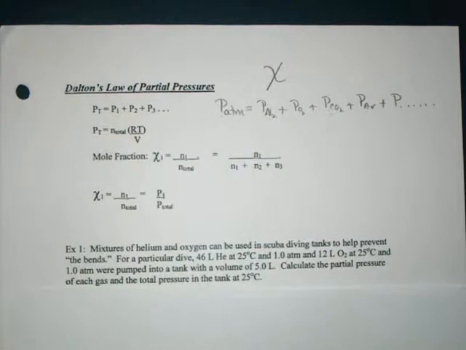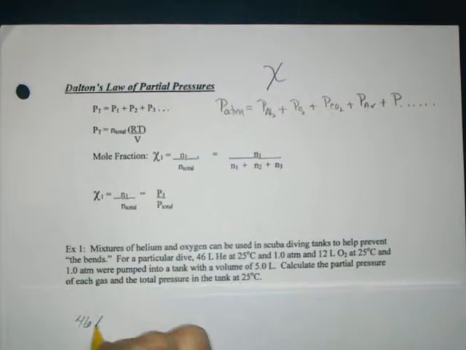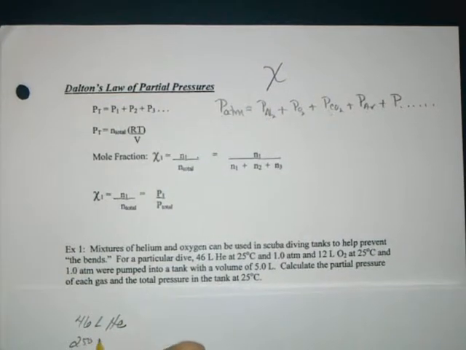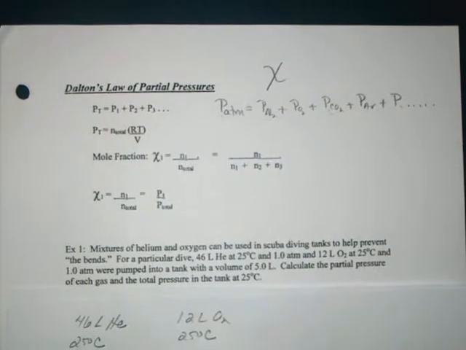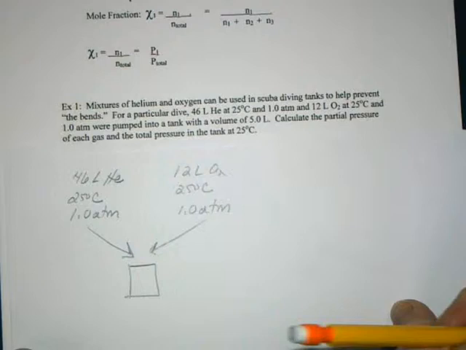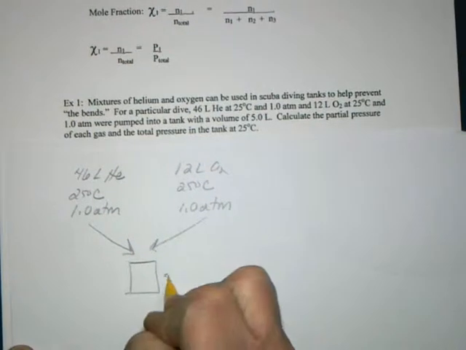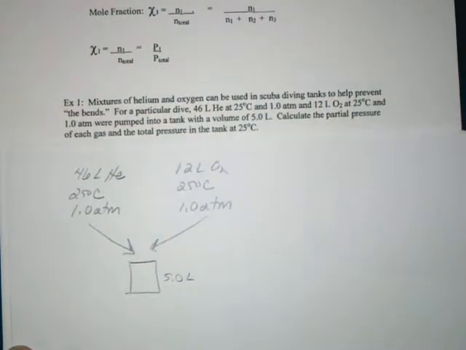Mixtures of helium and oxygen can be used in scuba diving tanks to help prevent the bends. For a particular dive, 46 liters of helium at 25 Celsius and 1 atm and 12 liters of O2 at 25 Celsius and 1 atm were pumped into a tank with a volume of 5 liters. Calculate the partial pressure of each gas and the total pressure in the tank.